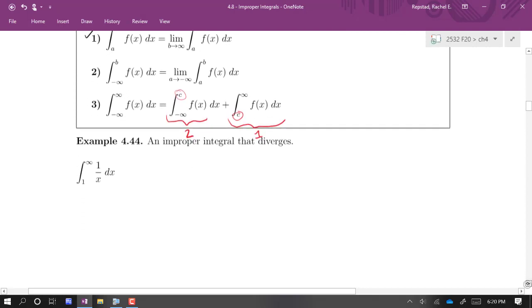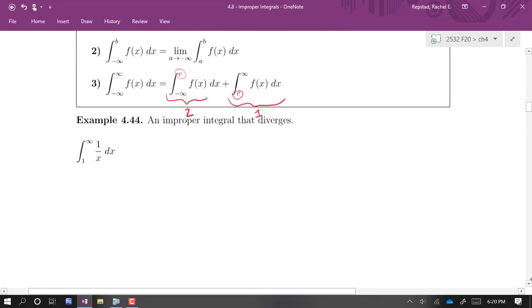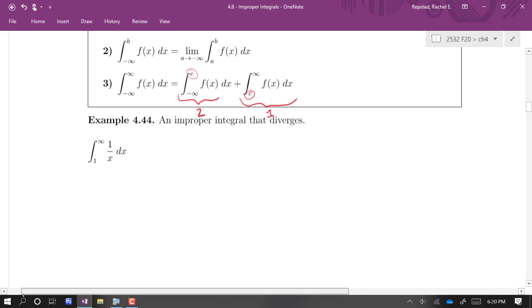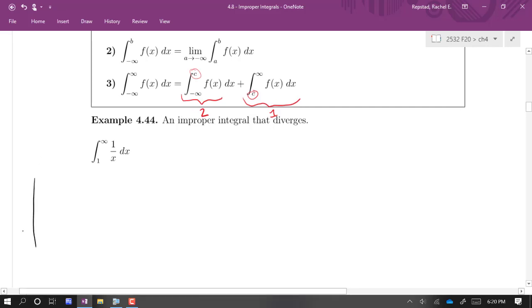Let's do another example. This is similar to the last one, right? I mean, the function's similar. It's 1 over x instead of 1 over x squared. And we're still integrating from 1 to infinity. And in fact, even their graphs look kind of similar, right? They do something like this. And I just want to go out forever and see what happens.